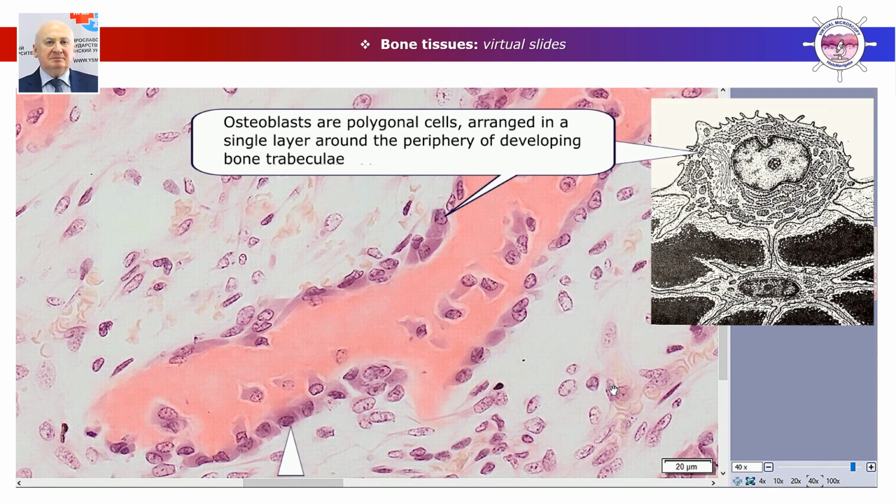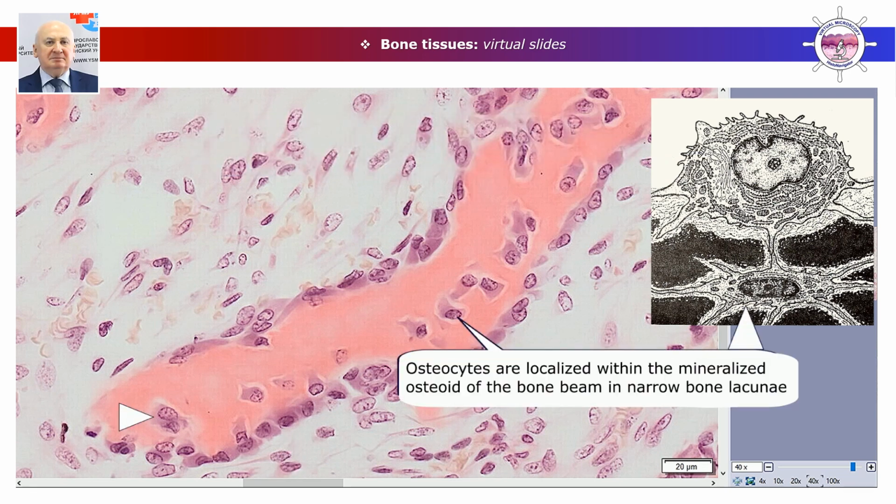Osteoblasts are polygonal cells with a large nucleus and basophilic cytoplasm, arranged in a single layer around the periphery of developing bone trabeculae. Osteocytes are localized within the mineralized osteoid of the bone beam in narrow bone lacunae.